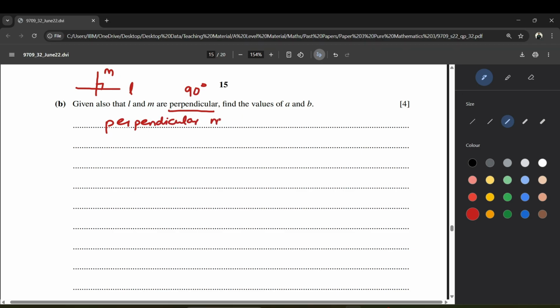So perpendicular means scalar product equals 0. Now for this we only consider direction vectors.